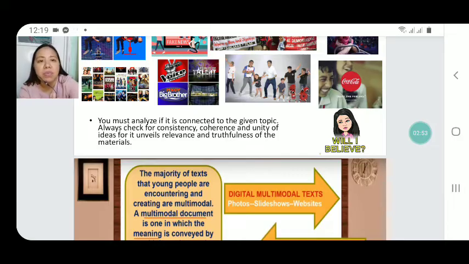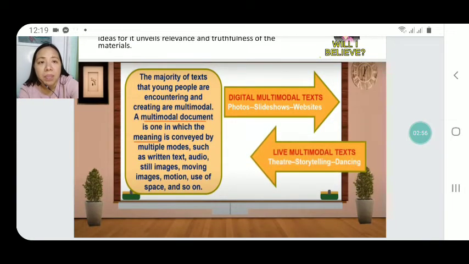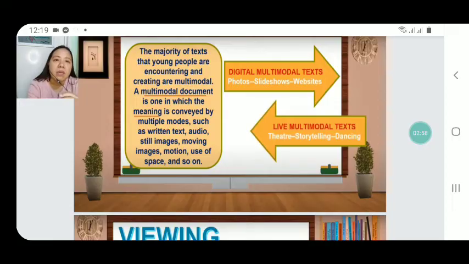So, majority of the text that young people are encountering and creating are multimodal. When we say multimodal document, it is one in which the meaning is conveyed by multiple modes. It could be written text, it could be audio, di ba? Lahat to makukuhaan natin ng information. Still images, moving images, motion, use of space, and so on. This multimodal document has two types: the digital multimodal text and the live multimodal text.